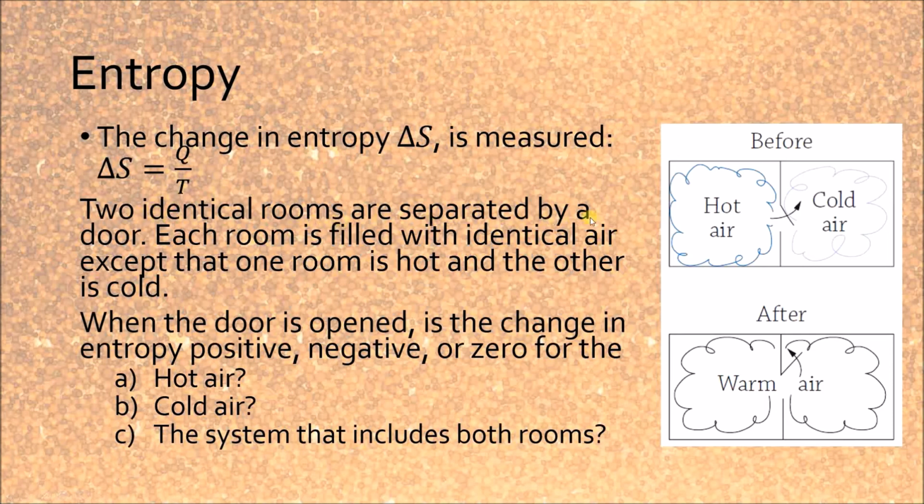Two identical rooms are separated by a door. Each room is filled with identical air, except that one room is hot and the other is cold. When the door is opened, is the change in entropy positive, negative, or zero for the hot air, cold air, and for the system that includes them both? So when you open the door, they mix, they end up as warm air because we know heat flows from hot to cold. So what will be the change in entropy of the hot air, the cold air, and the grouping, the system of both?